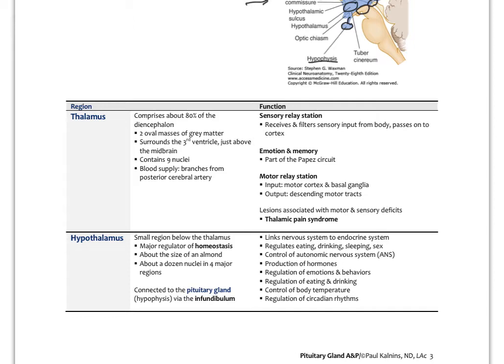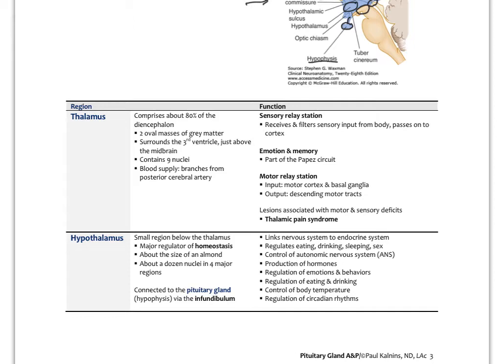So there's an interesting phenomenon known as thalamic pain syndrome, where people get maybe a stroke in the thalamus or some trauma or injury there, and they have the inability really to filter pain. So they have extreme pain even to non-painful stimuli, allodynia, and things like that.